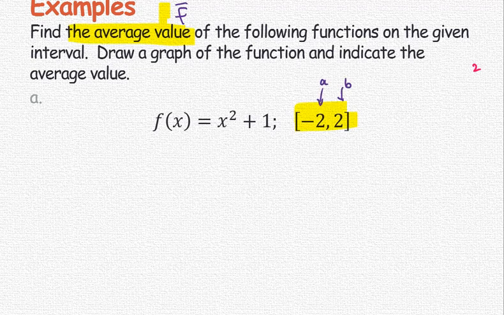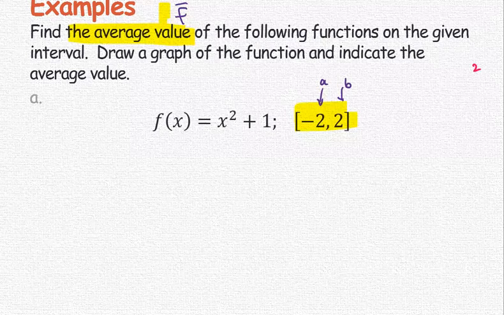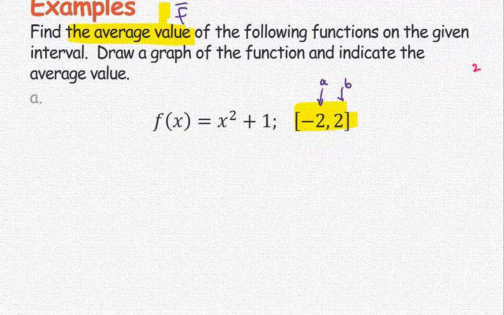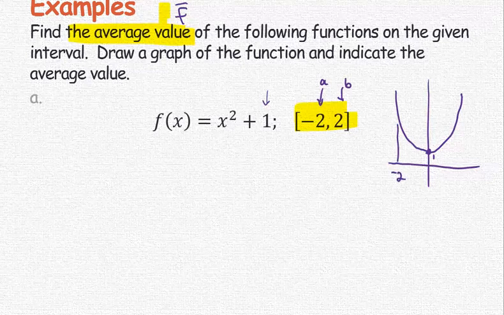You can draw the graph and indicate the average value. Last time we found the average value, and then I drew the picture to explain after that. So let's go backward this time. If we draw the graph of this function, this is a parabola that opens up with a translation shifting upward 1 unit. The y-intercept is at 1, and the shape is just a U-shaped graph, the parabola graph, from negative 2 to positive 2.